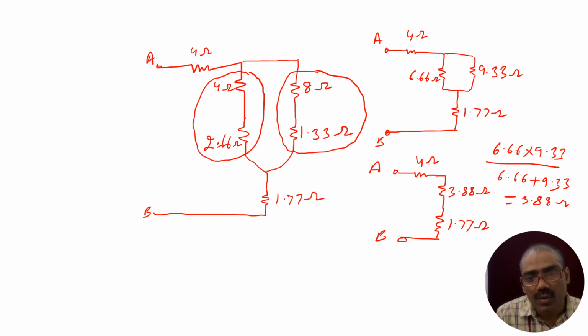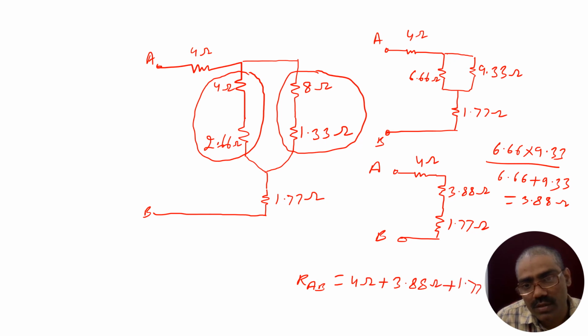So now here we can write the equivalent resistance RAB is nothing but 4 ohm resistance plus 3.88 ohm resistance plus 1.77 ohm resistance. So if we add all, here we are getting 9.65 ohm resistance. That is our answer. Thank you.